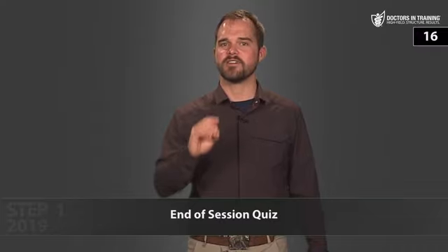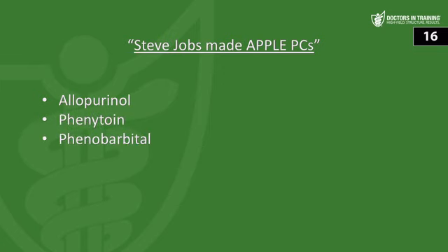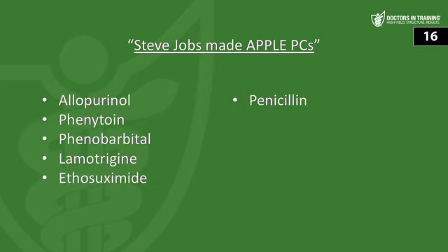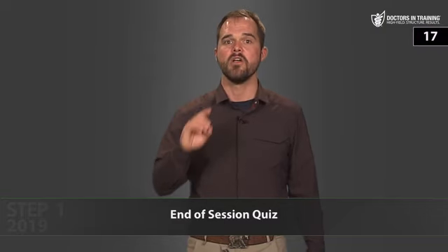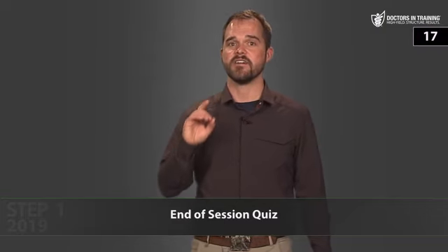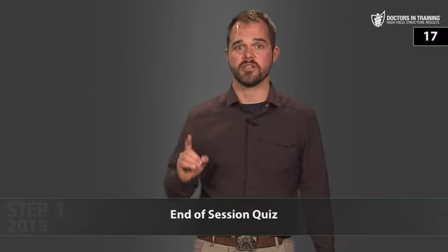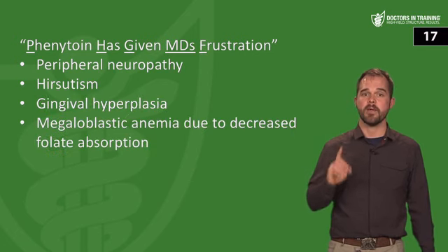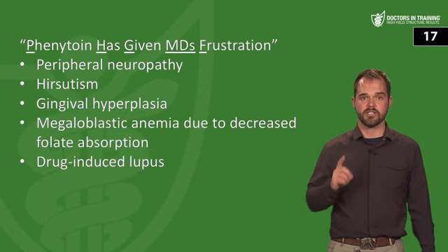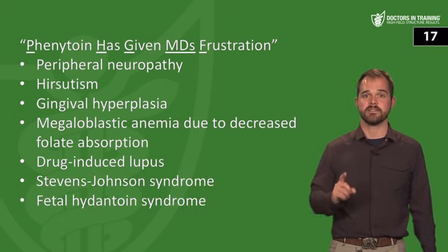What drugs are known for causing Stevens-Johnson syndrome? That's Steve Jobs made Apple PCs: allopurinol, phenytoin, phenobarbital, lamotrigine, ethosuximide, penicillin, carbamazepine, and sulfonamides. Last question. What are the toxic side effects of phenytoin? Phenytoin has given MDs frustration: peripheral neuropathy, hirsutism, gingival hyperplasia, megaloblastic anemia, drug-induced lupus, Stevens-Johnson syndrome, and fetal hydantoin syndrome.